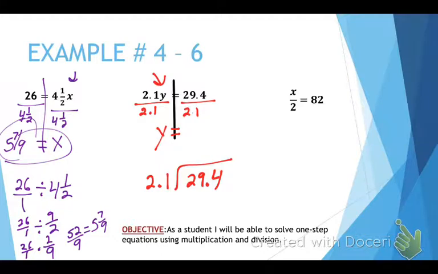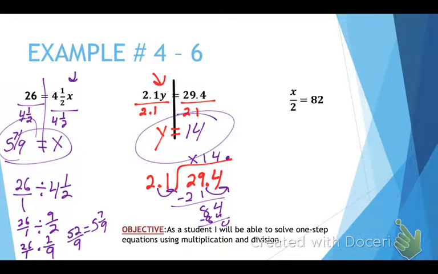We're dividing a decimal. What do we do? Well, we move our decimal to the edge, bring it up top. How many times does 21 go into 2? It doesn't. 29, one time. 1 times 21 is 21. We get 8. 84. How many times does 21 go into 84? Well, that's 4 times. 4 times 21 is 84. We subtract the 0. Our answer is 14. y equals 14. That should be the answer for number 5.